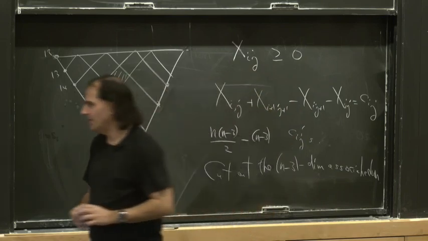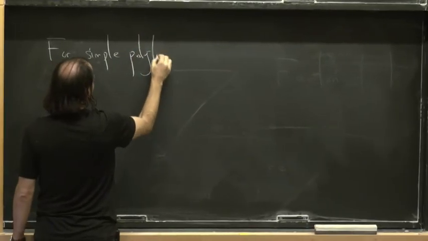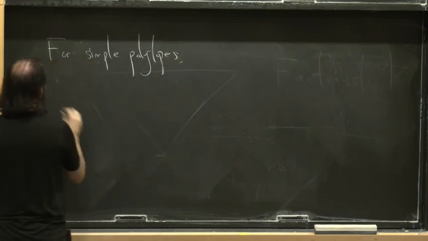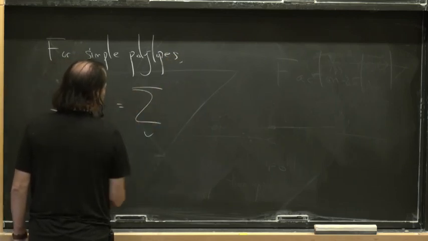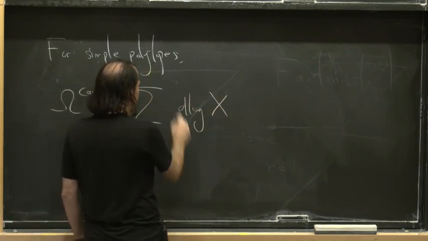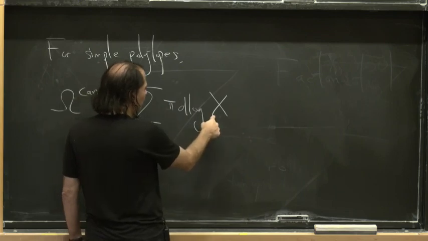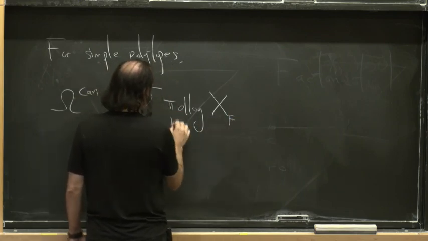Now, for simple polytopes, there's a very simple formula for the canonical form of the polytope. The canonical form is just the sum over all the vertices V of the d log of all of the linear equations that are associated with the faces that meet at V.